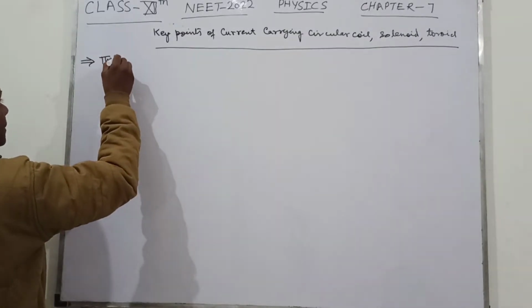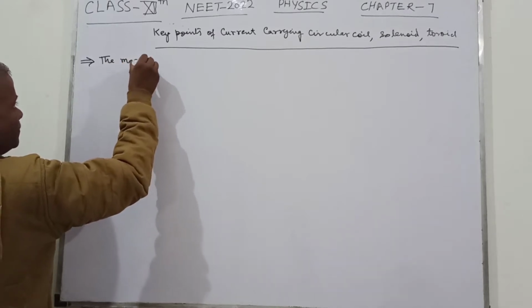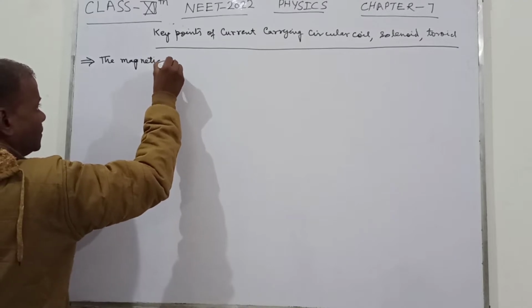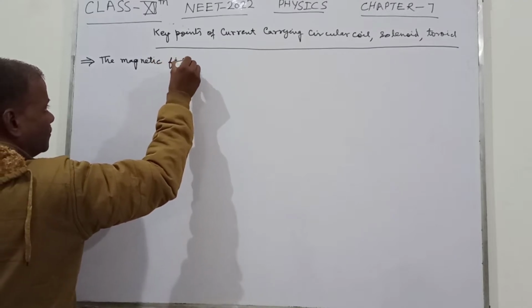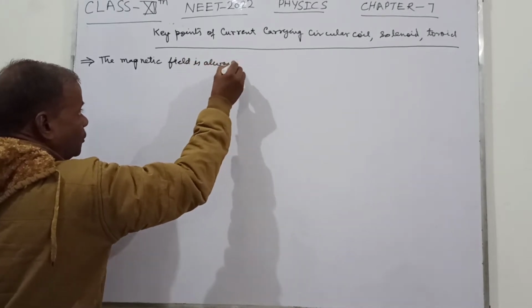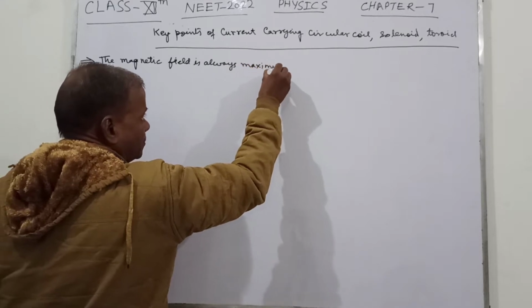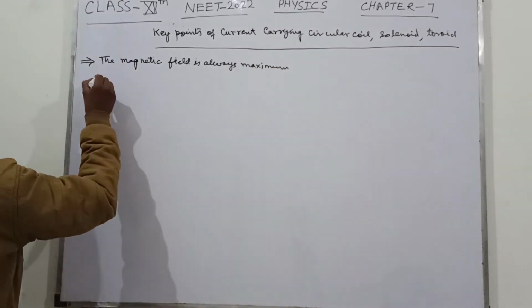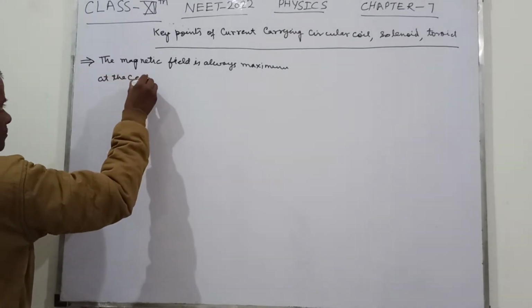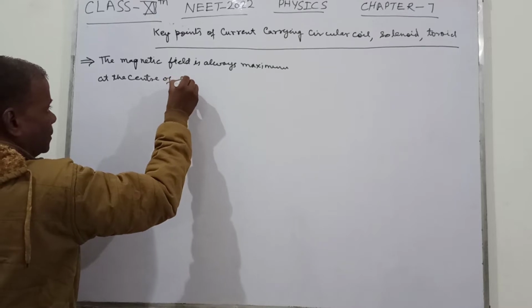The magnetic field is always maximum at the center of a circular coil.